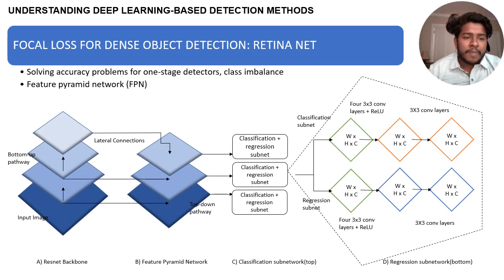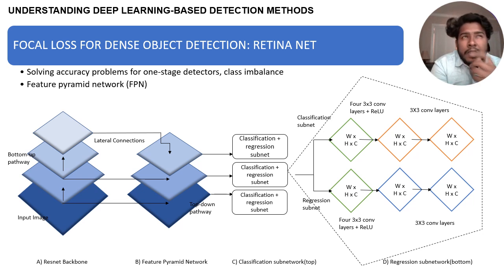So basically, the next method is focal loss dense object detection. That is RetinaNet. As I mentioned earlier, FPN is used in a different type of one-stage detector. So RetinaNet is the one method that uses the FPN in this network. You can see the top-down architecture, the bottom-up architecture, and the lateral connection from this method's architecture. So basically, this method solves the accuracy problem for the one-stage detectors.